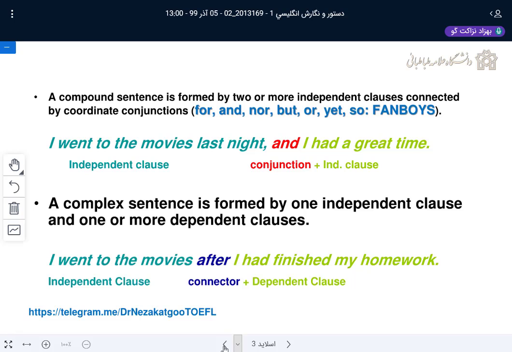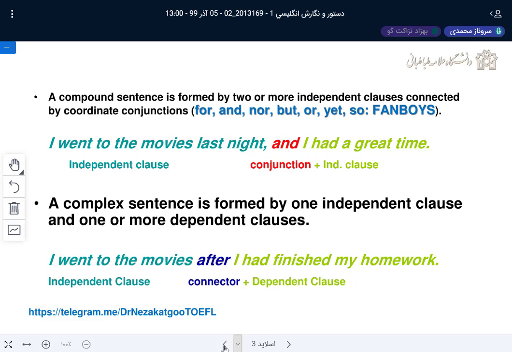We talked about the compound sentences and we learned how to make a compound sentence. There is one way here to show how we compound the independent clauses and make a compound sentence. Well, would you please go on? Yes. A compound sentence is formed by two or more independent clauses connected by coordinate conjunctions: for, and, nor, but, or, yet, so, FANBOYS. I went to the movies last night and I had a great time.